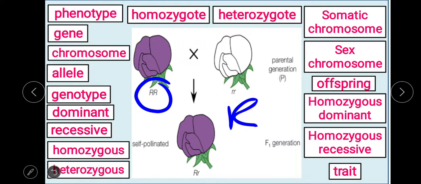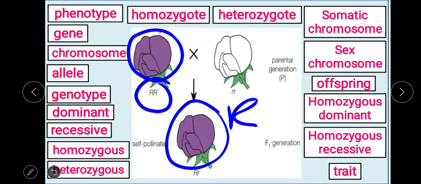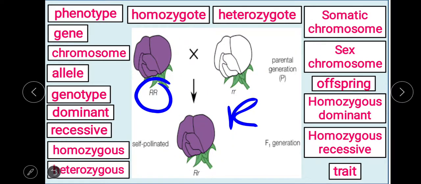So in this case, the offspring is displaying the violet color because the violet color is represented by the dominant allele. So meaning to say, the violet color is the dominant color over white color. Why? Because this appears in the offspring and it is represented by big letter R. Again, it is represented by big letter R.